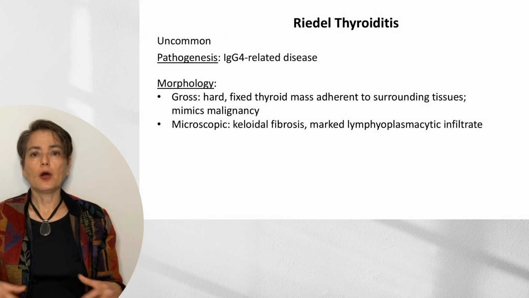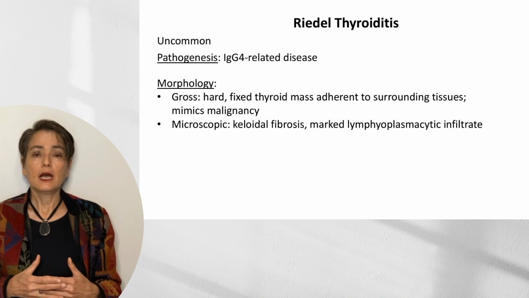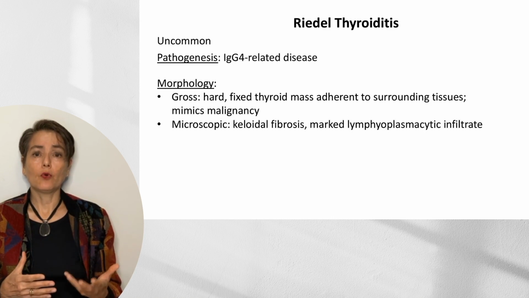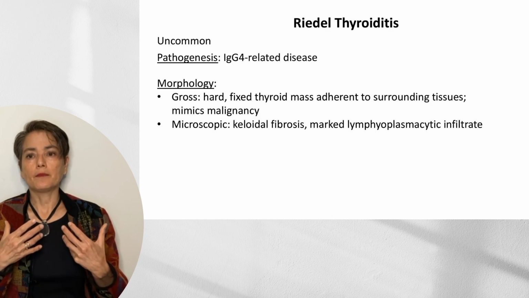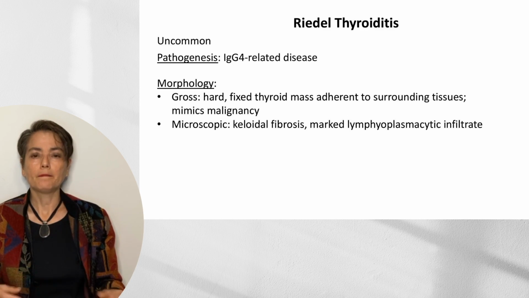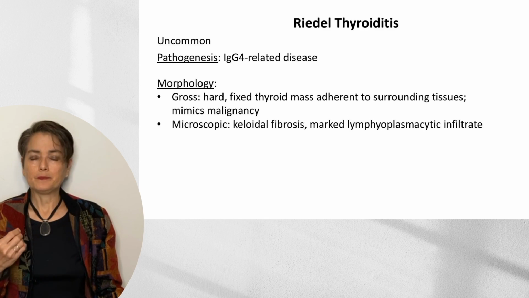All right, this brings us to our final of the 4 entities, Riedel thyroiditis, and this is an uncommon disease, and it's one of the IgG4 related diseases, which, as you'll recall, are associated with increased numbers of IgG4 cells and abundant fibrosis. So there are a number of entities that are associated with IgG4. What we'll see, as I mentioned earlier, is this hard, fixed thyroid mass that's adherent to the surrounding tissues, and this mimics malignancy. So you might be thinking that your patient has a malignant thyroid tumor.